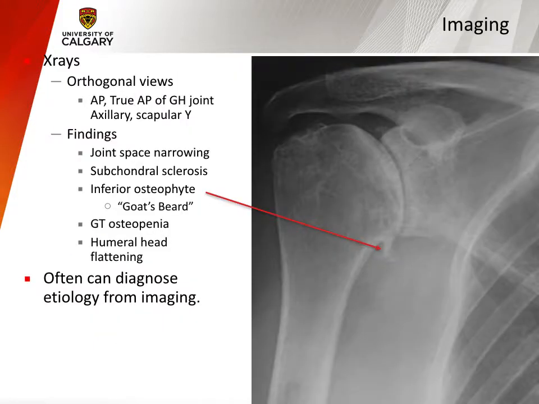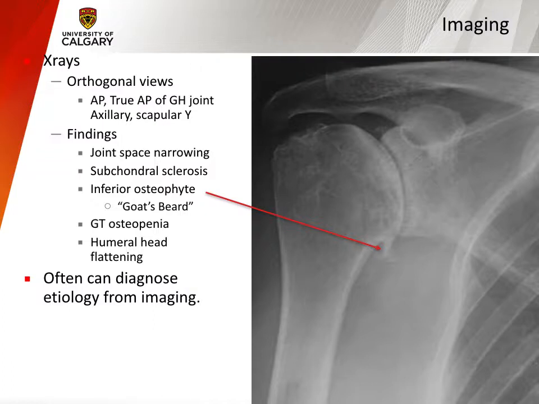So moving on to imaging. Really it's an imaging diagnosis. You're going to start with x-rays as the gold standard. You want orthogonal views, so a true AP of the glenohumeral joint, and an axillary view, and you can get a scapular Y view for what it's worth.